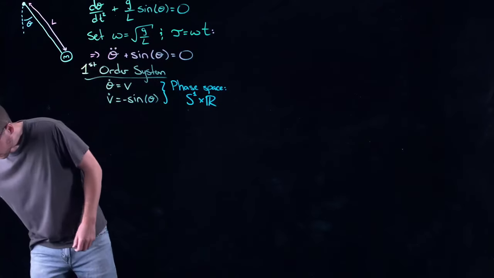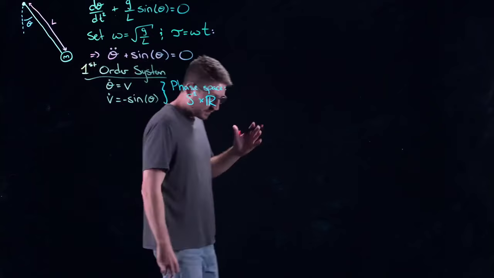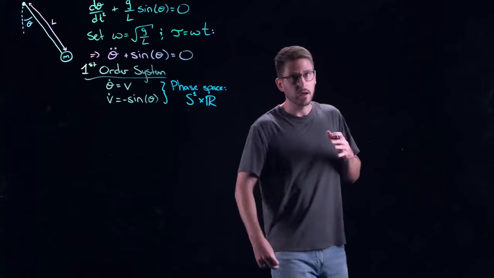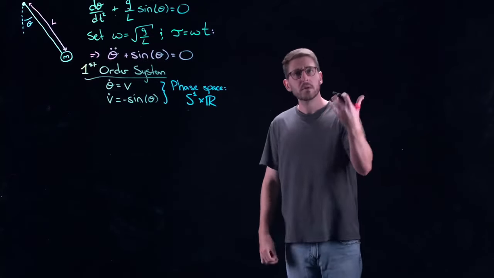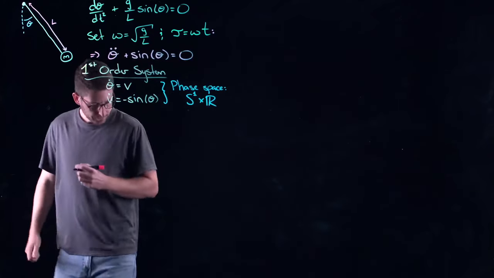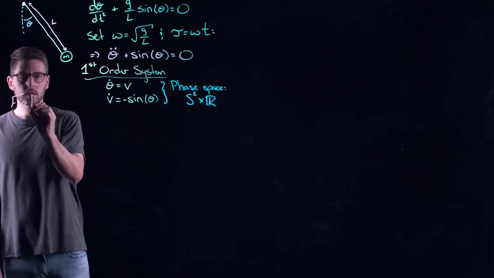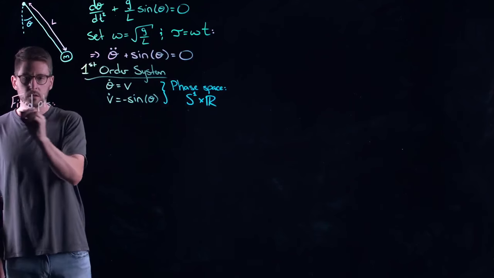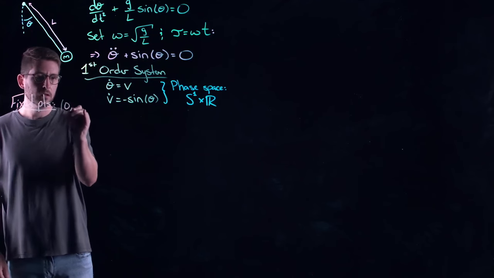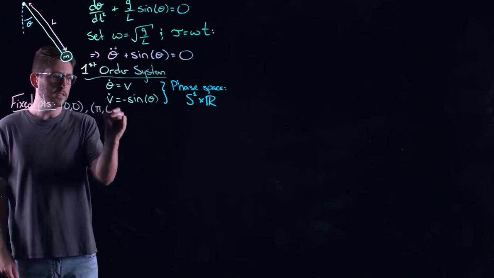Now, this is a conservative system. We can use those methods that we introduced in the previous video to analyze it. But let's start by identifying what the fixed points look like and what they actually are. So here, fixed points. There are two of them. There's one at 0, 0, and there's one at π, 0.